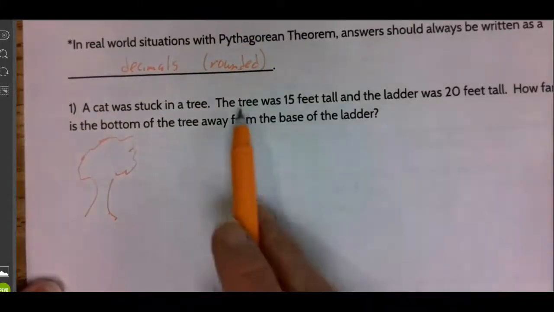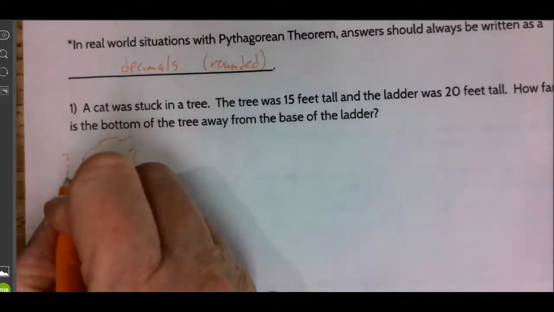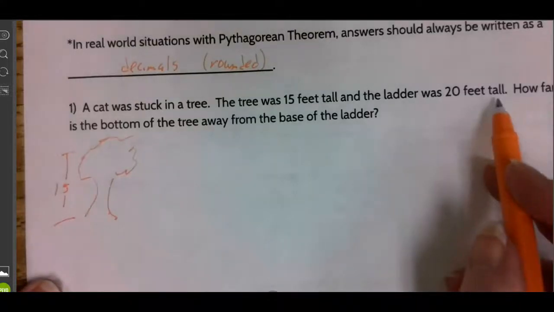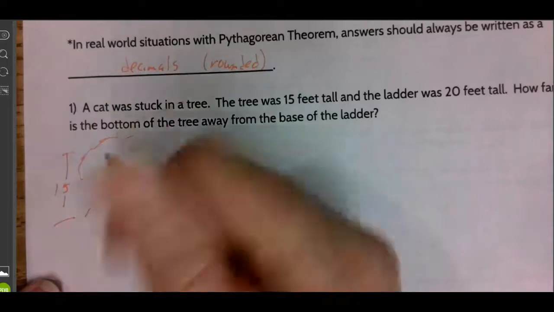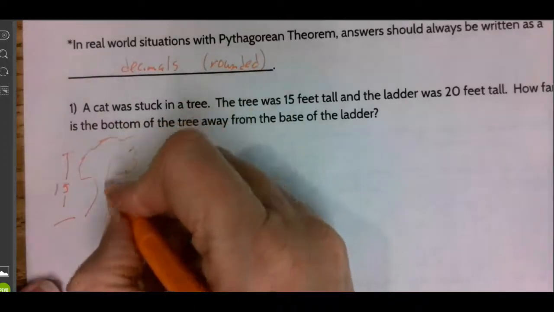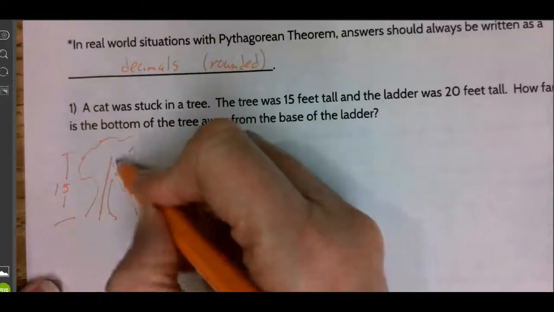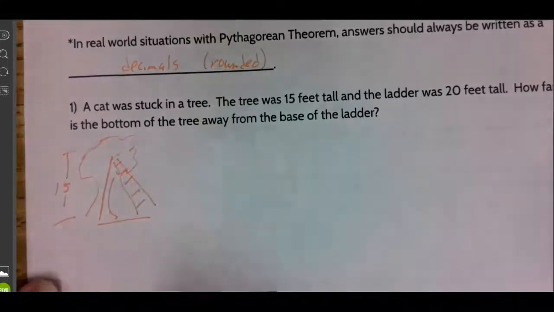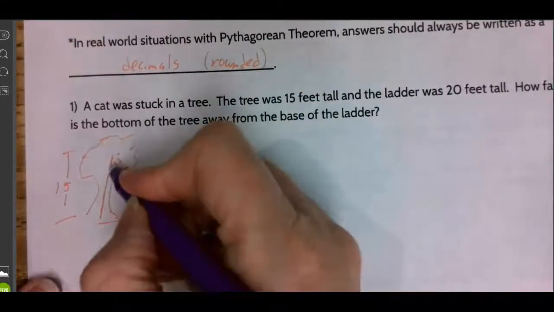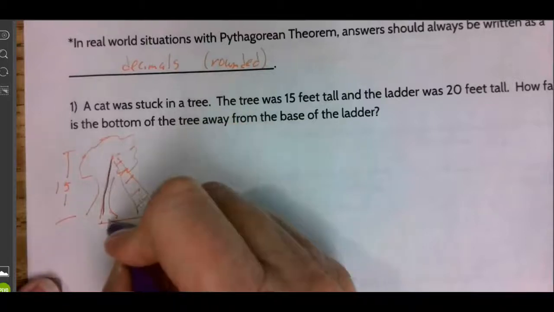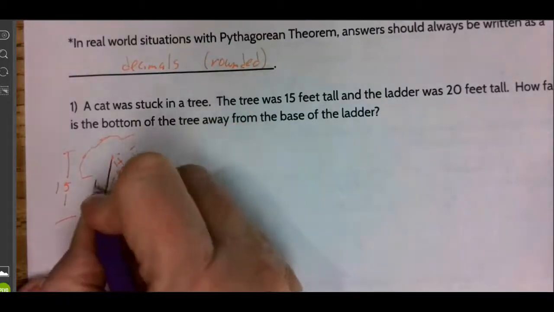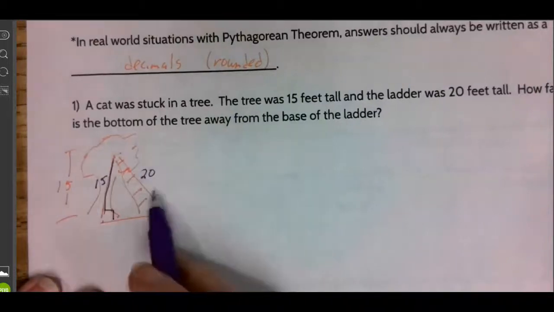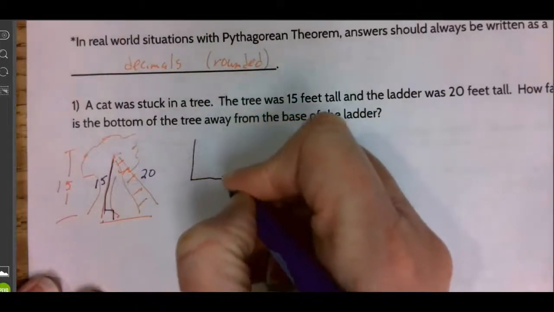Then, let's see, the tree is 15 feet tall, so from here to here is 15. Then we have a ladder that is 20 feet tall. So what they're saying is we're going to lean the ladder up against the tree. So this is 15 to where that ladder is going to go. And here's my ladder. So this is the height, this is the ladder, and we know this is 20 and this is 15. Well, that tree has to be assumed to be a 90-degree angle. So that's my picture. Let's draw it out here though as a triangle.